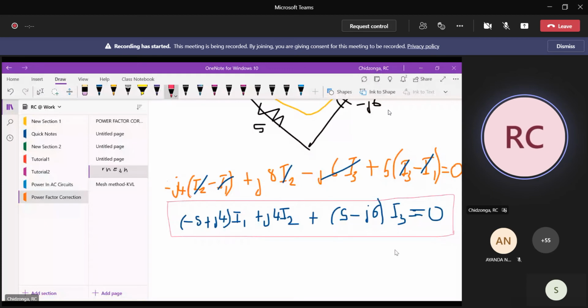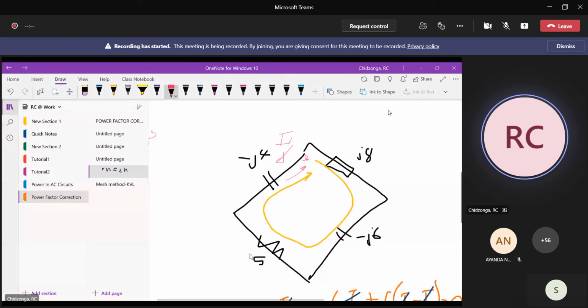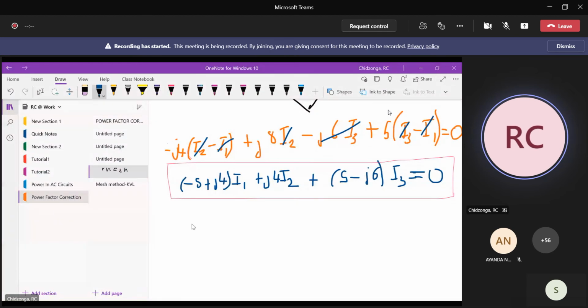So let's just group these equations together, right? We are going to start with 15 minus J4. I'll just write it here. 15 minus J4 in brackets I1, and then plus J4 I2, minus 5 I3, equals 0. Then we collect the last one, which is here, I2 minus I3 minus I2.